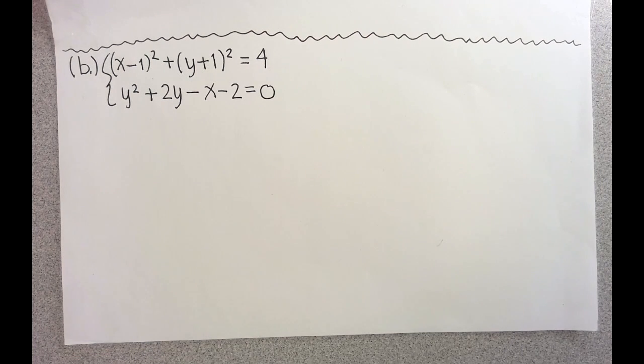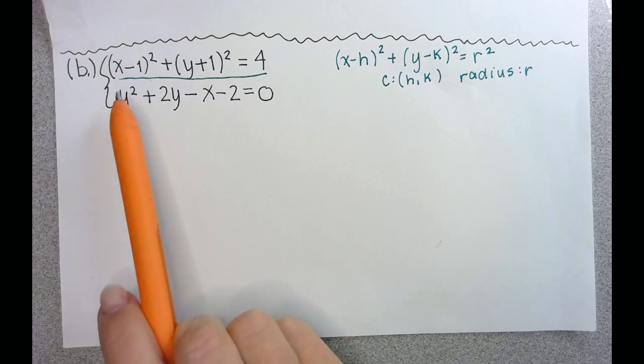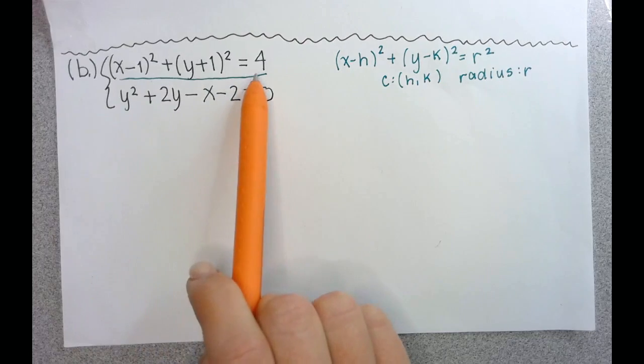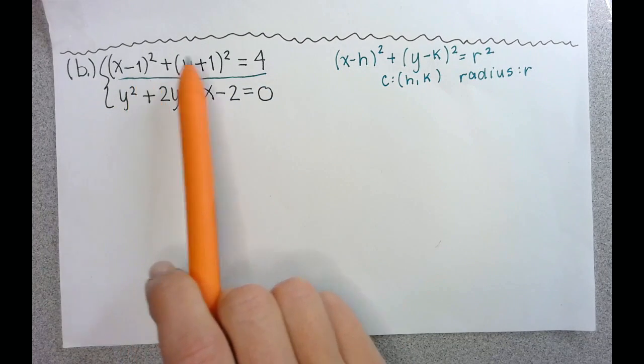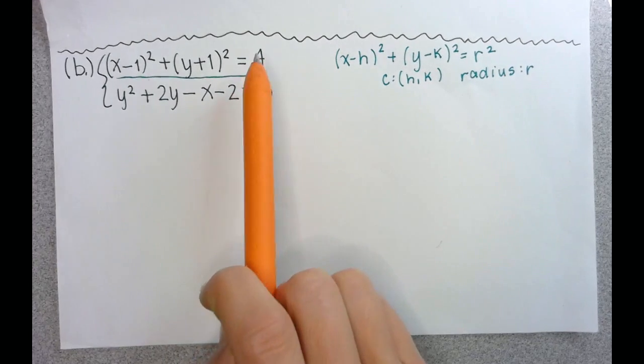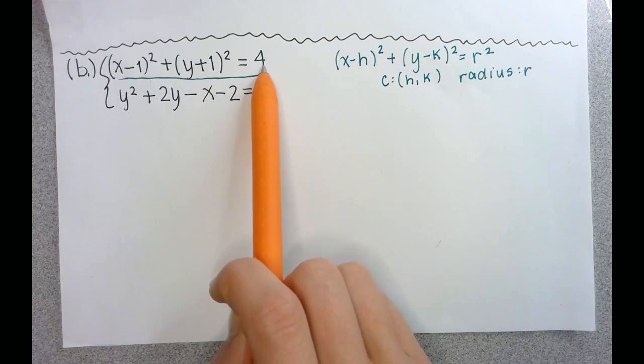All right, here we have another system of nonlinear equations. And the first equation here is x minus 1 quantity squared plus y plus 1 quantity squared equals 4. 4 is also 2 squared. And the other equation is y squared plus 2y minus x minus 2 is 0. When I first look at this equation, I immediately know that this is going to be a circle. This is a circle with its center at the point 1, negative 1, and it has a radius of 2, not 4, because that's 2 squared right there.